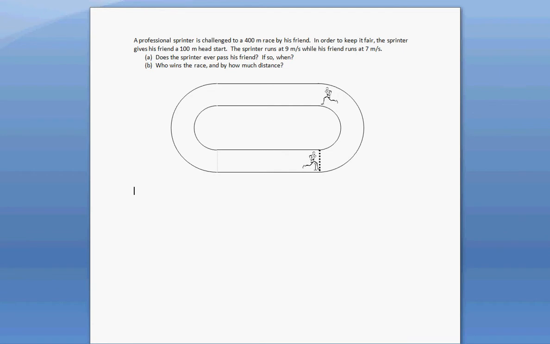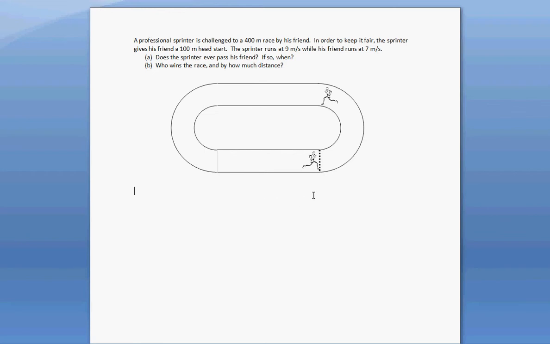Here we have a sprinter and his friend, a runner, and they are in a race. The runner, who does not run as fast, only 7 meters per second, gets a 100-meter head start. The sprinter, who runs at 9 meters per second, has to start at the normal starting line. First, we're going to find out if the sprinter actually passes his friend. If so, where? And then we're going to figure out who wins the race and by how much.